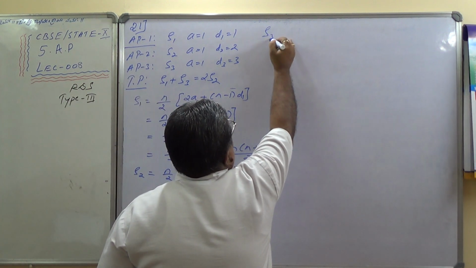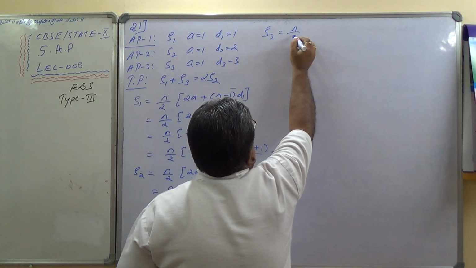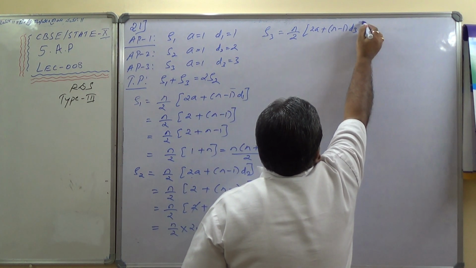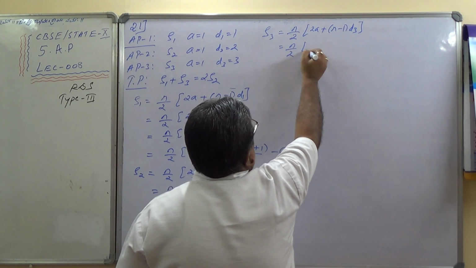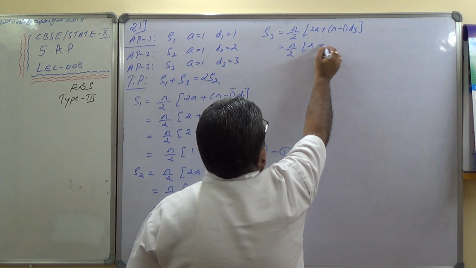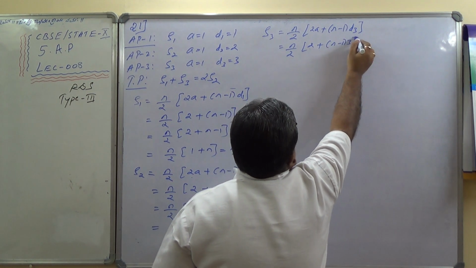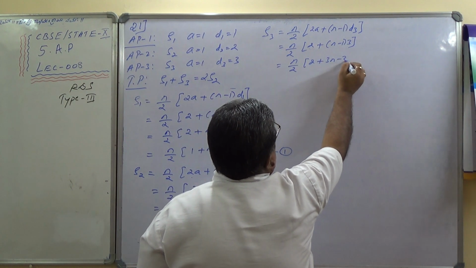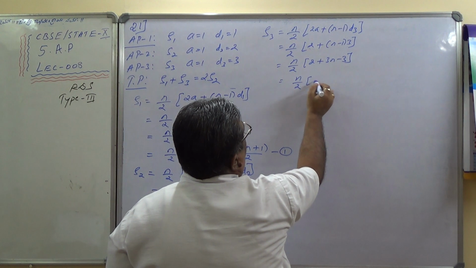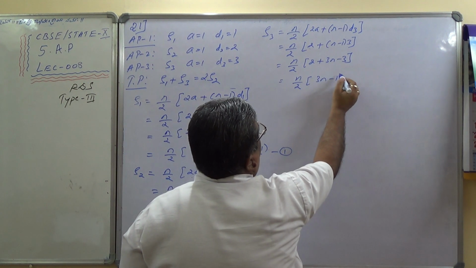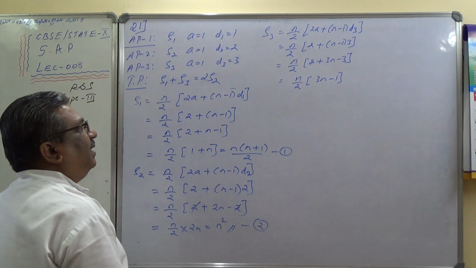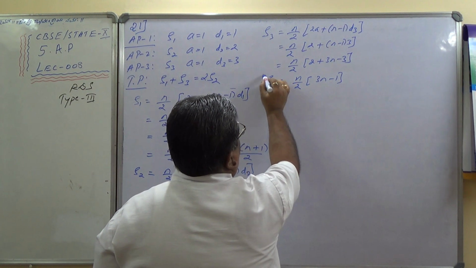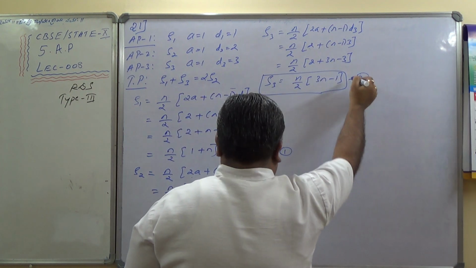Then S3 equals n by 2 into bracket 2a plus n minus 1 d3. 2a is nothing but 2, plus n minus 1 times 3, because d3 is 3 here. Two minus 3 is 1. Okay, n by 2, 3n minus 1. This is what we are getting. S3 equals, mark it, n by 2 into 3n minus 1.